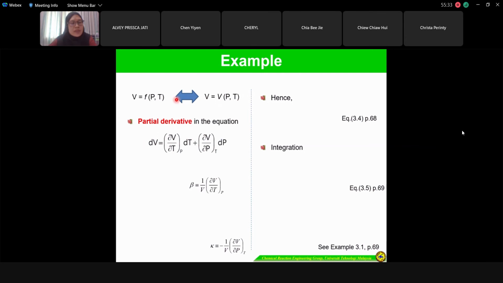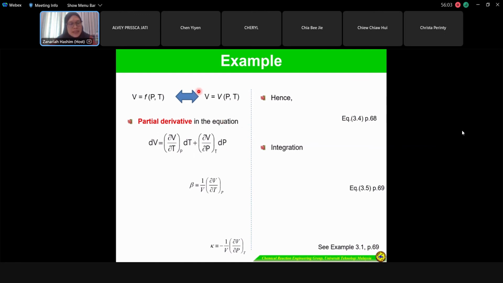Just now I explained that when you want to find the equation for V, you can express the function in terms of P and T. So we can also write this as V equals V as a function of P and T. If you have this equation, you can do the partial derivative of the equation.